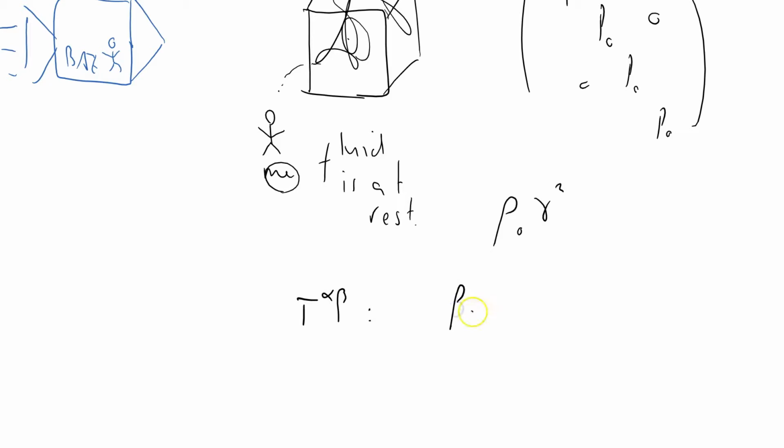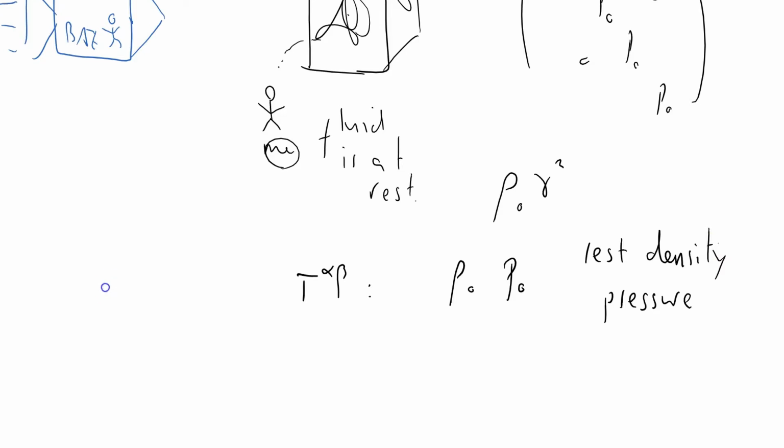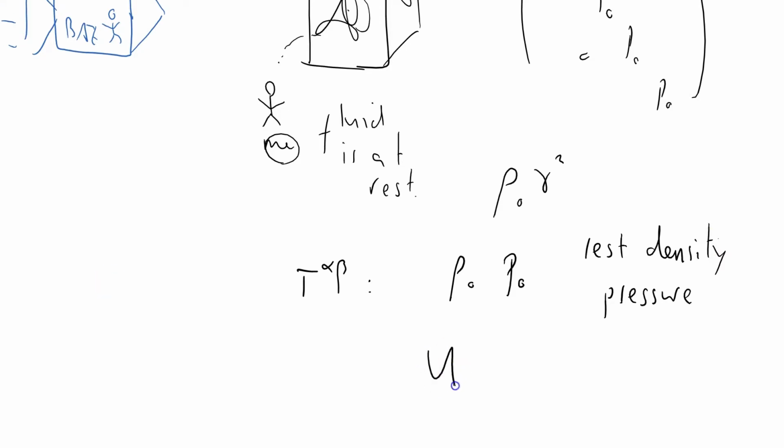So what have I got at my disposal? I've got rho 0 and p0. They're the rest density and pressure. I suppose there's just one density, isn't there? Just rest density. There it is. And that's the density and pressure as measured by someone at rest with respect to the fluid. What else have I got? I've got U, with an index there. I've got a 4-velocity.